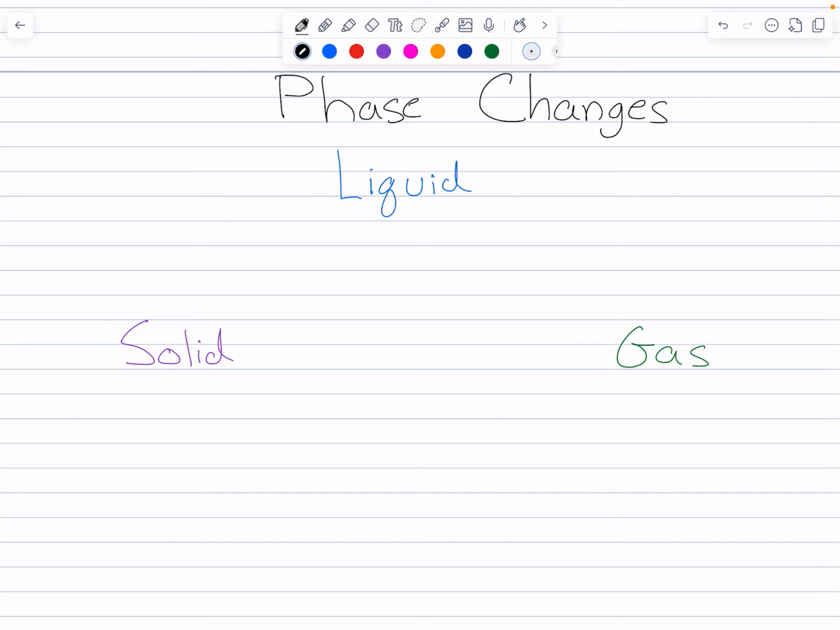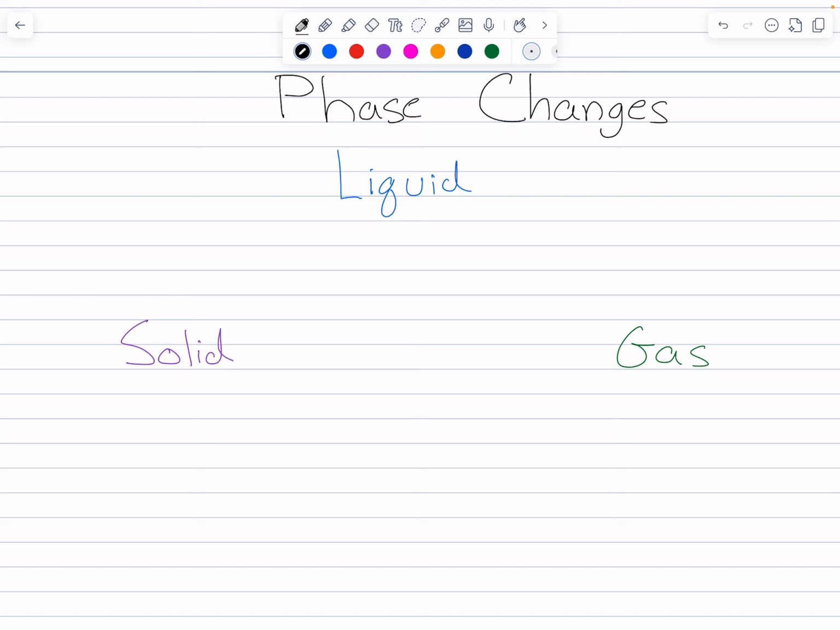All right, guys, let's talk about phase changes. So we've talked about solids, liquids, and gases thus far. We talked about those three states of matter. Let's talk about the changes. We go from solid to a liquid, liquid to a gas, solid to a gas, and backwards.